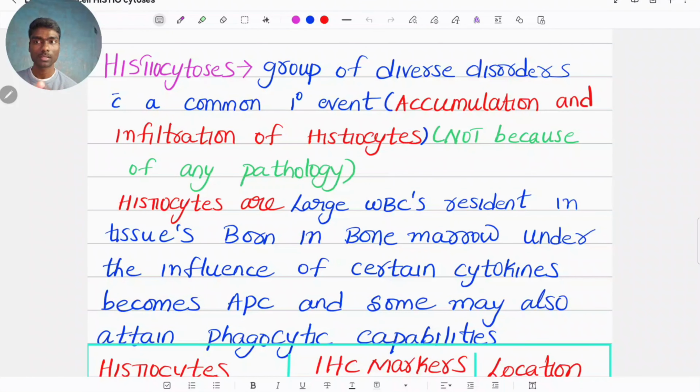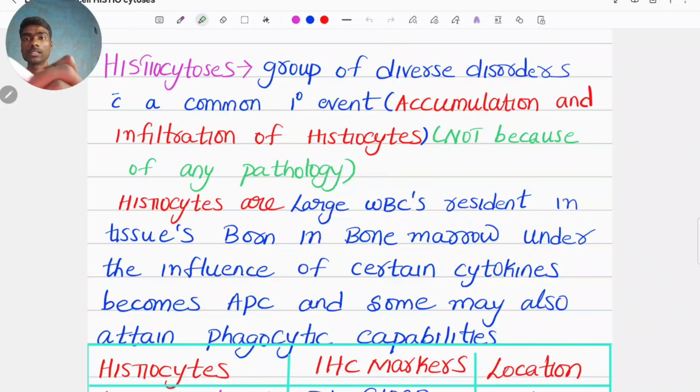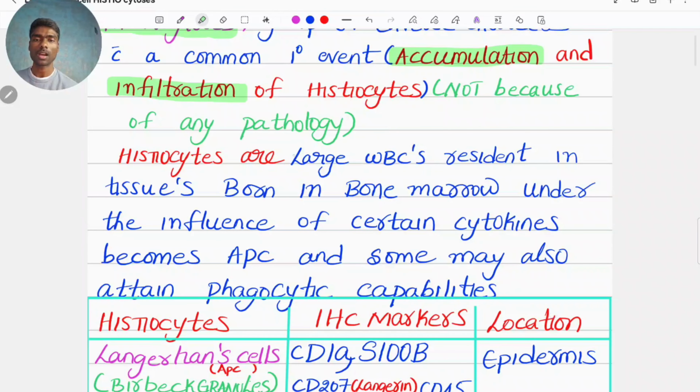Before going to discuss Langerhans cell histiocytosis, let's see what histiocytosis is first. It is a group of diverse disorders with a common primary event. What is that primary event? Accumulation and infiltration of histiocytes. This is not because of any other pathology. What are histiocytes? Large WBCs resident in tissues.